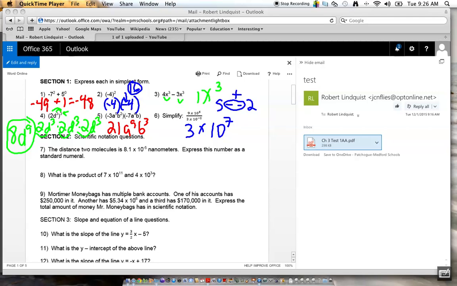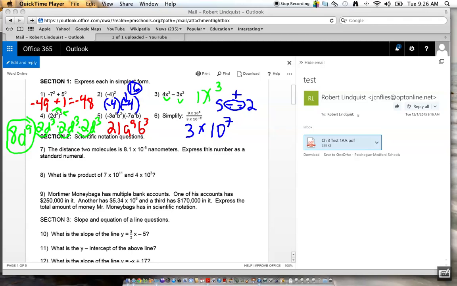A lot of people put 3. More people put 3 than put 7. So be careful about that. When you subtract a negative, which is what we're doing here, when you subtract that negative, you end up adding. Whenever you see the two in a row, circle them, add. So that's 3 times 10 to the 7th.